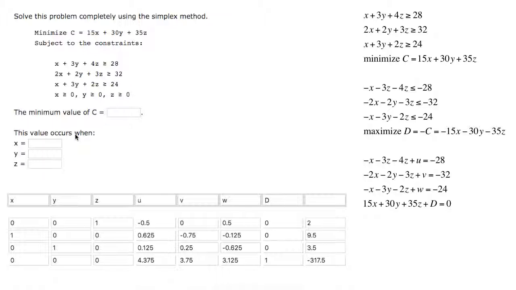We're not asked about the slack variables, but you can see from these three columns, none of these columns is in unit form, so all the slack variables are equal to 0 when the minimum occurs.